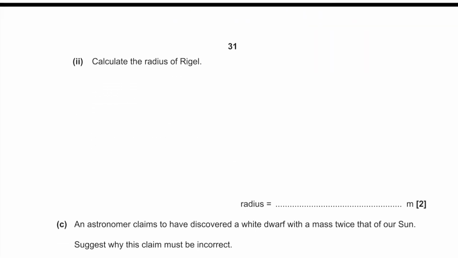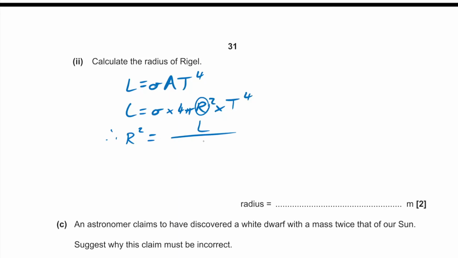Calculate the radius of Rigel. So we can say the luminosity, according to Stefan's law, is equal to Stefan's constant times the area times the temperature to the power of 4. Of course, area for a sphere is equal to 4 pi r squared. We're looking for the radius, so we can rearrange this to find r squared is equal to L over everything else, so 4 pi sigma T to the 4. And of course, the square root of that will give us the radius.